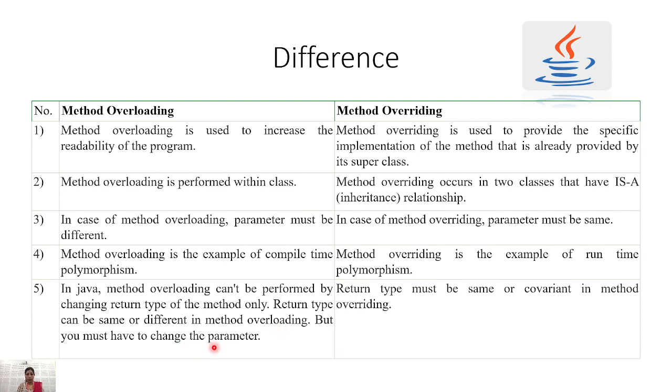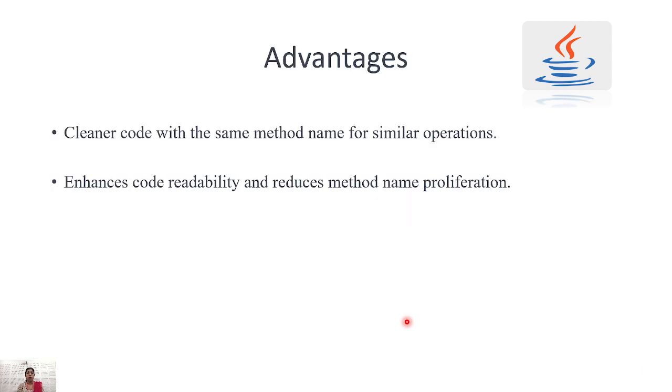While in method overriding, the return type must be the same or covariant. The explanation of this particular sentence is covered in the overriding session. Okay, so what are the advantages of method overloading? In the method overloading case, we get cleaner code with the same name for similar operations.